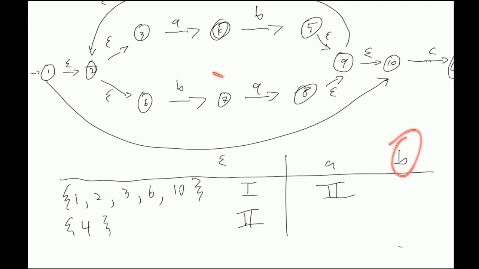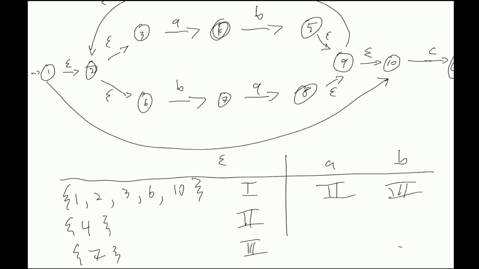So for B, I think we have only one transition again, 6 to 7. So our new state consists of 7 plus the epsilon closure. There's no epsilon transitions from 7, so our NFA subset just contains the state 7, and so we can give it a new DFA state number here, Roman numeral 3.